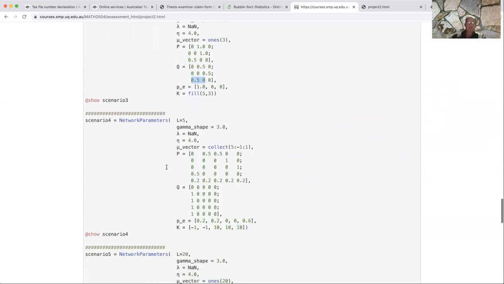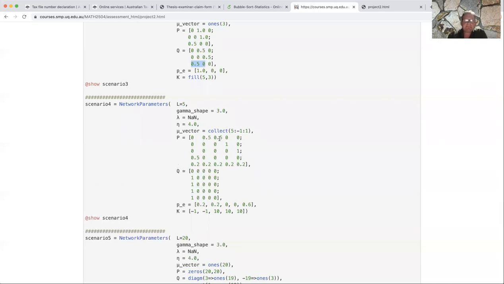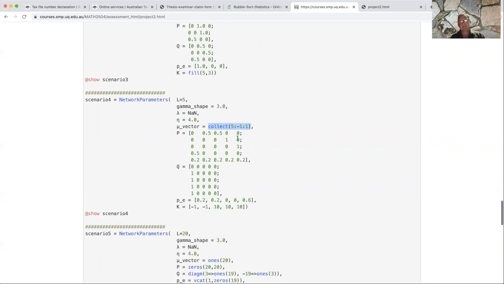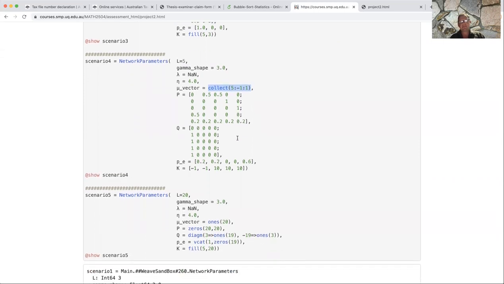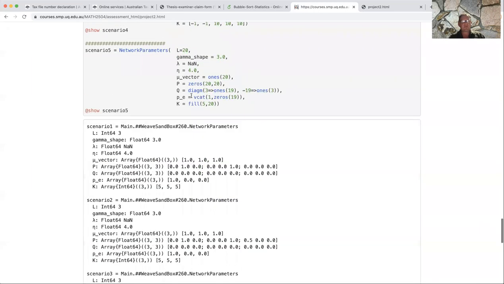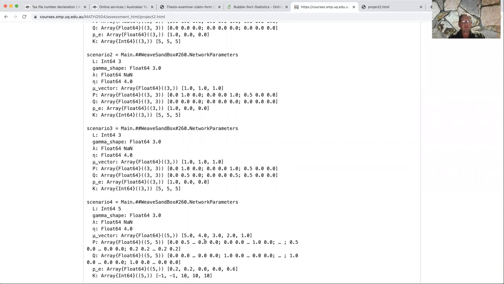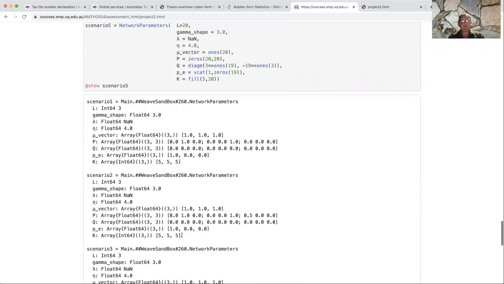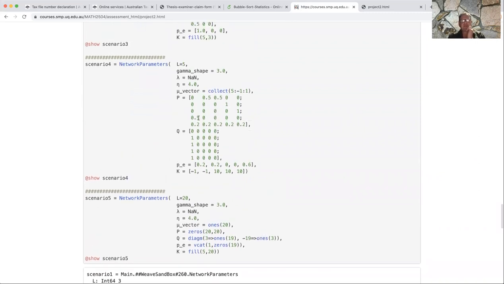Scenario 4, we've got 5 jobs, and the mu vector is slightly different. It's not a uniform mu vector. You've got 5, 4, 3, 2, 1. Let's see that we got this correct. When we look at scenario 4, mu vector, yes, 5, 4, 3, 2, 1. That means that the first station is fastest. 5 is very efficient, very quick service, with mean 1 on 5, whereas the last station is slower.